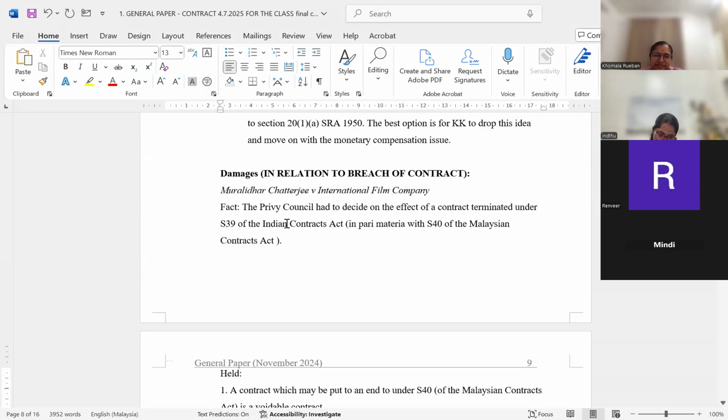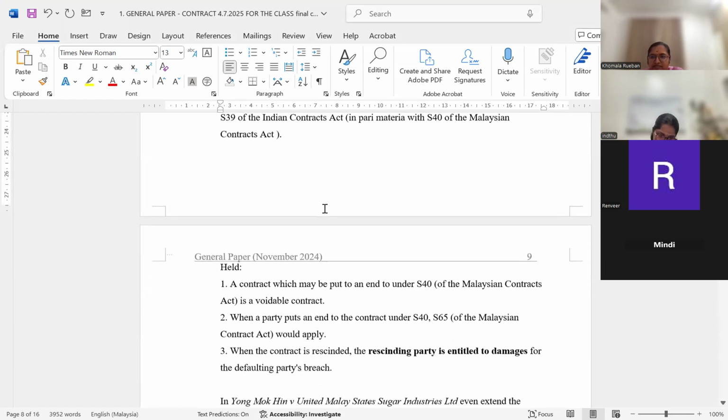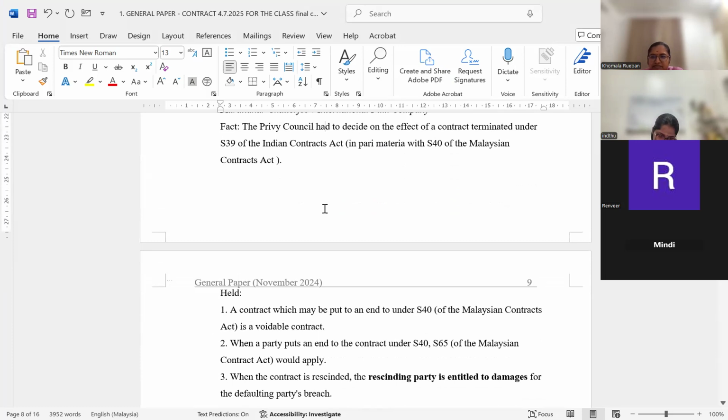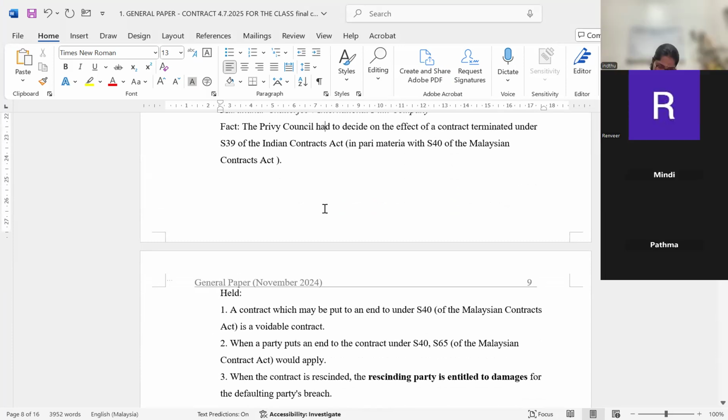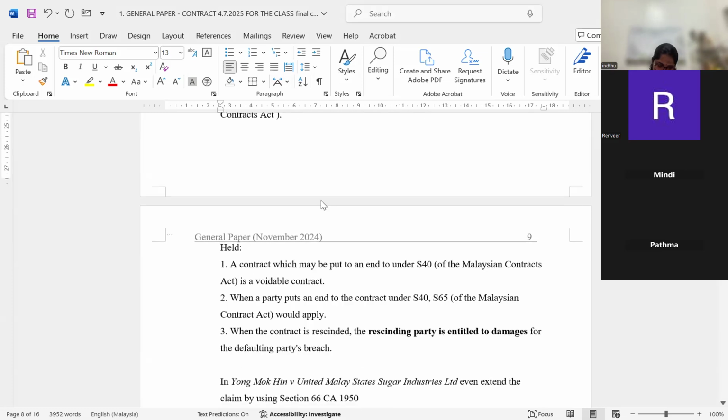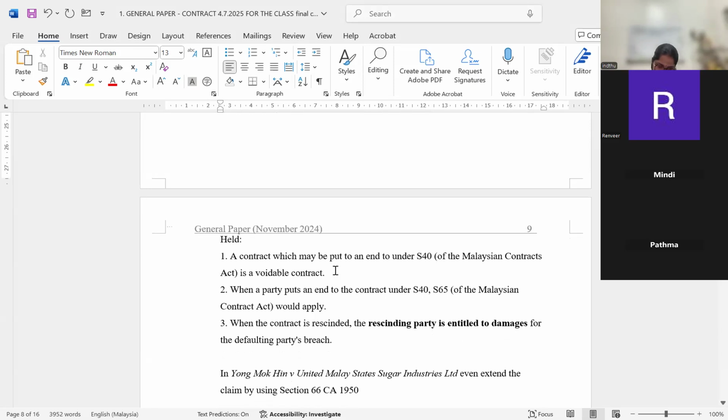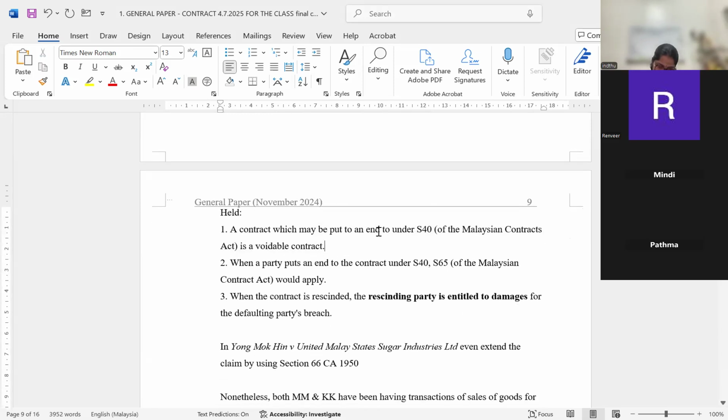Okay, so in this particular case, they teach you how to solve the issue when a contract is being affected by the breach pursuant to Section 40 of the Contract Act. A contract which may be put an end to becomes a voidable contract. Maknanya contract ini boleh dibatalkan. Voidable means boleh dibatalkan, boleh cancel lah, in a very layman term.